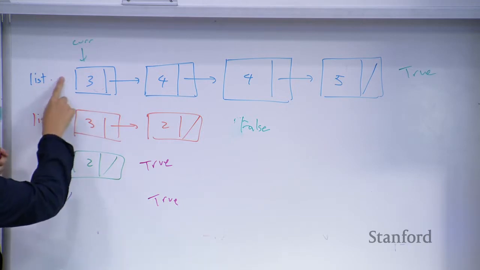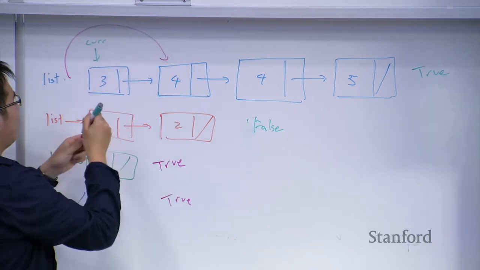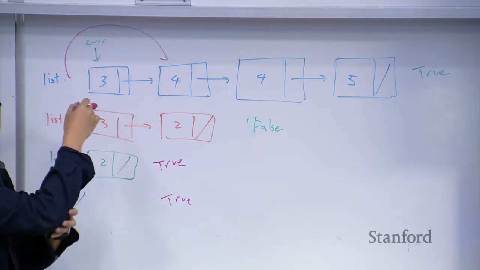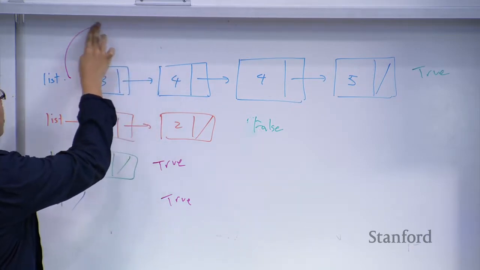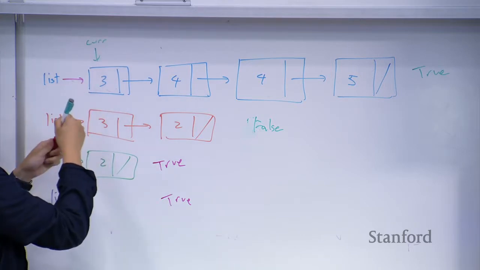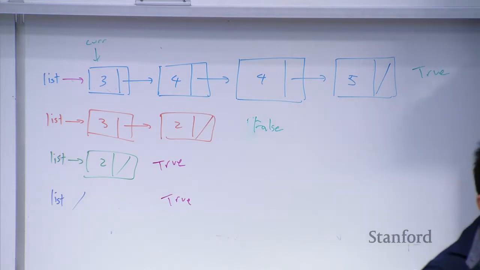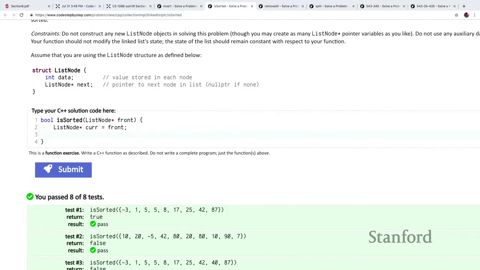If I change this pointer to here, then there's no way I can access this pointer. So usually you don't want to change front. You just want to create a temporary pointer to move it down. All right? Okay. And how do we move this pointer down one by one through each element?